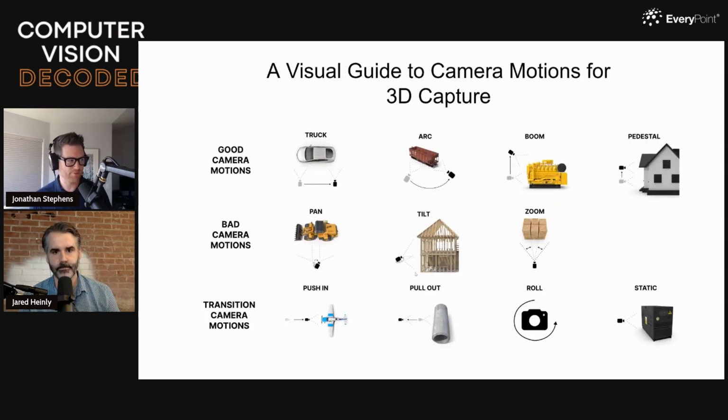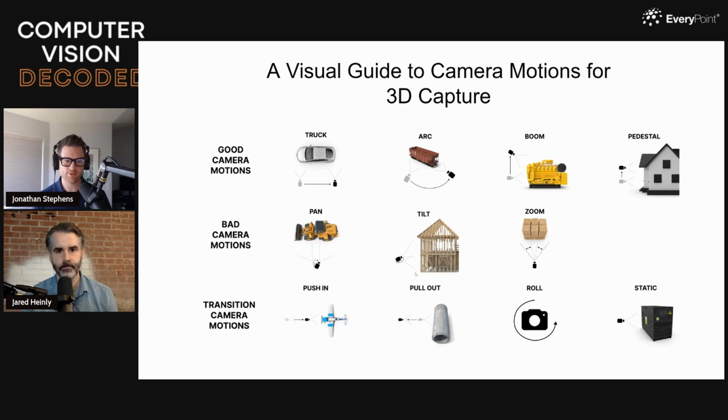So we're going to talk first about camera motions for 3D capture. And I have a visual vocabulary, and in that downloadable guide, you will definitely see that guide there, and that'll help you to realize how you can walk around a scene.